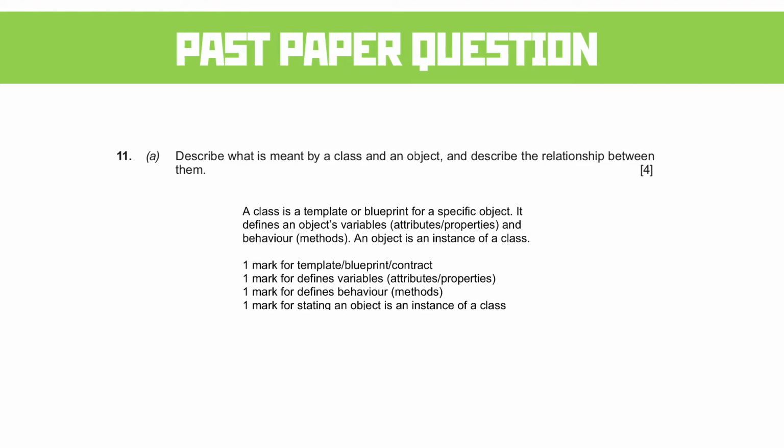And there's a mark for stating that the object is an instance of a class. Now what normally happens in this question is people get the first and the last mark and miss out on those 2 parts in the middle because they just don't really focus on the fact that the class by its very nature has properties and methods in it, and they forget to mention that.